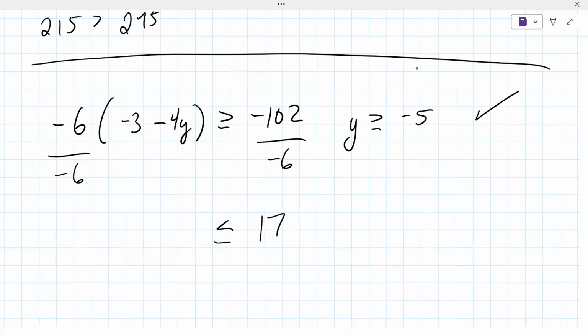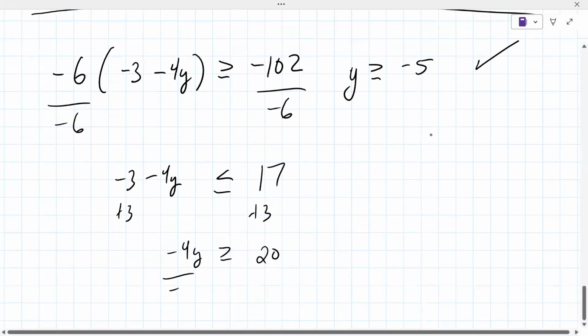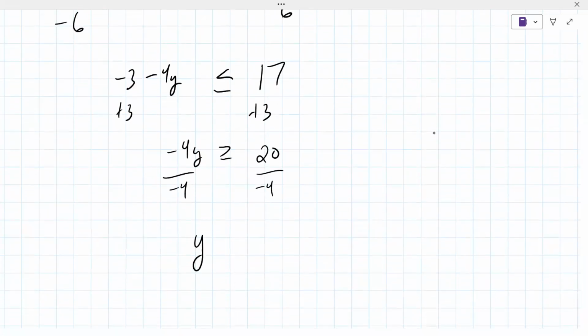17? Yeah, 17. And then when you add 3 to both sides, there's no change there. But now when you divide by -4, you switch it again. So you switch it every time, not just one time, every time you multiply or divide by a negative.